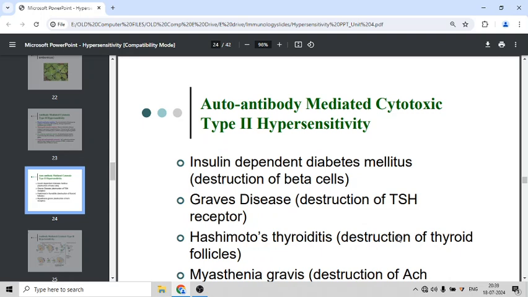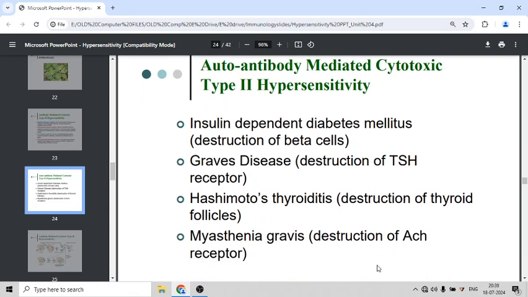Now, coming to other examples of type 2 hypersensitivity, which will be discussed even in autoimmune response, where autoantibodies are produced against self antigens. For example, the autoantibodies produced against the beta cells will result in destruction of the beta cells, which is a kind of type 2 hypersensitivity. And the autoantibodies produced against the TSH receptor, thyroid stimulating hormone receptor, may also result in destruction of the thyroid follicles, which is called Graves' disease.